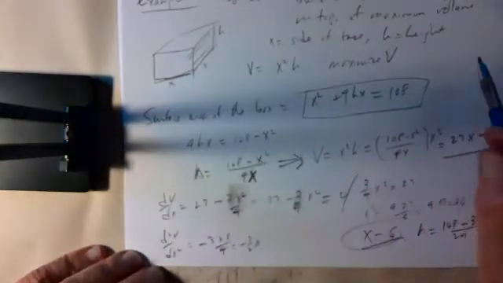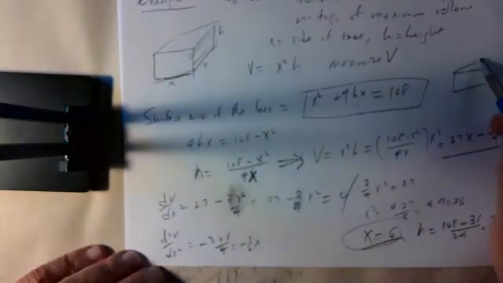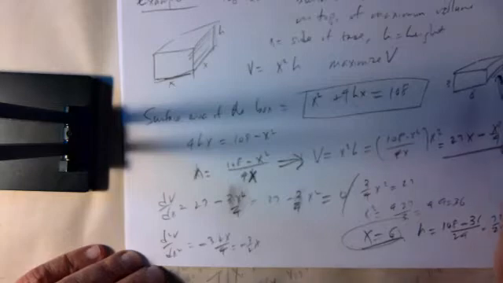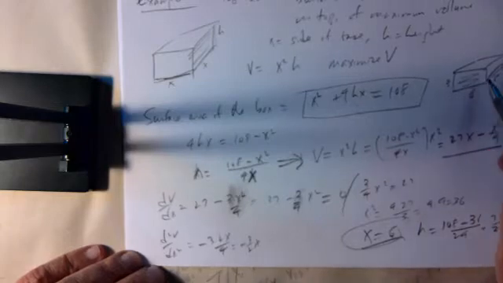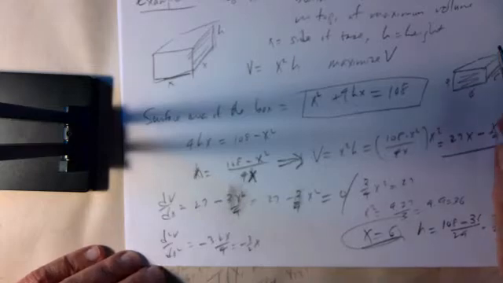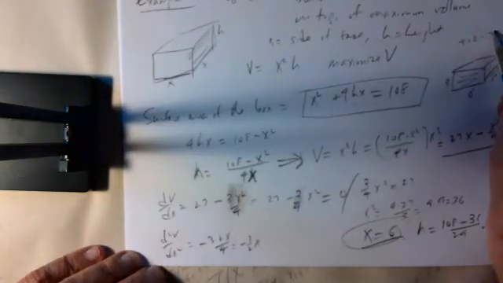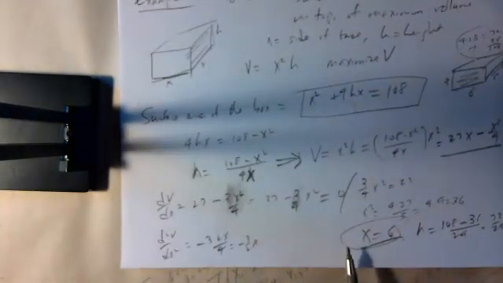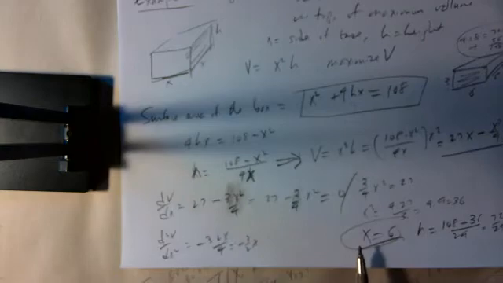So to find the box of maximum volume, it has height 3 and base 6. And you can check, each side has area 18, 4 sides. 4 times 18 is 72. The base is area 36. It adds up to 108 exactly. So we've used up all of our building material and we've maximized the volume of the box. So this is a nice example of an optimization problem. Okay. Any questions about that?